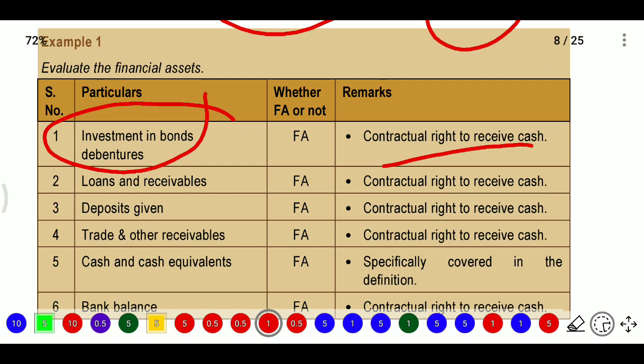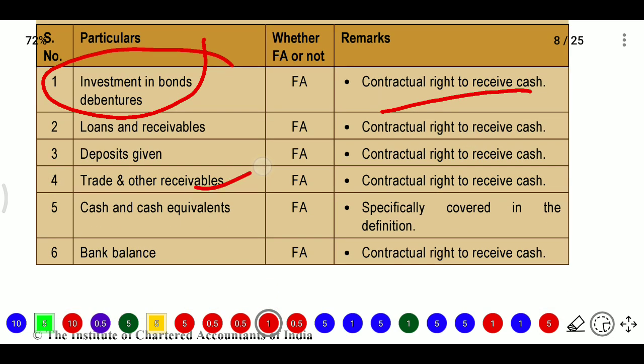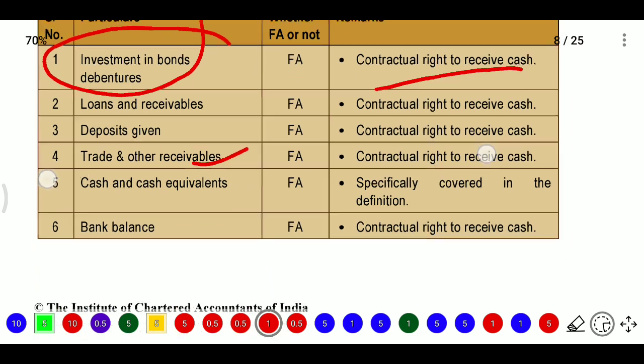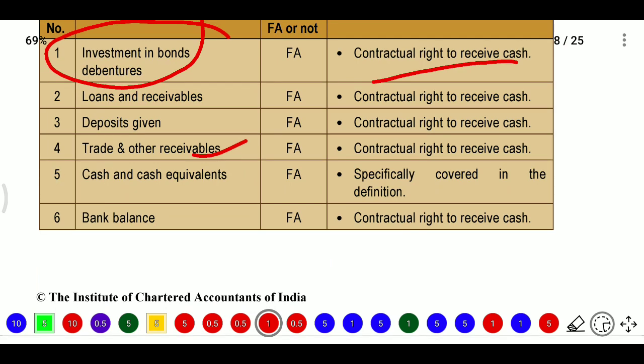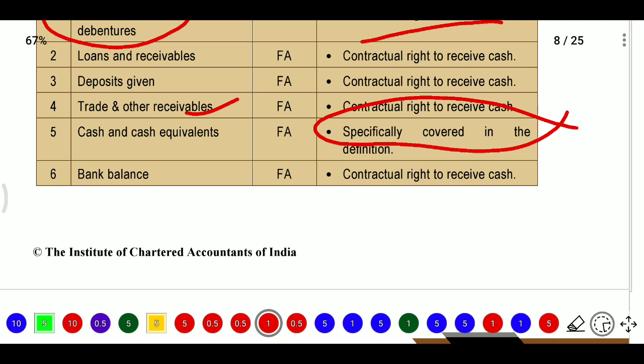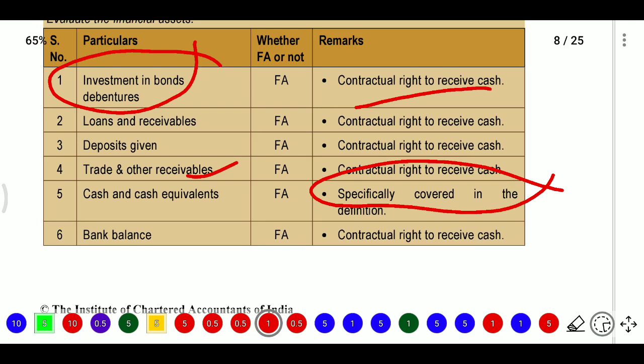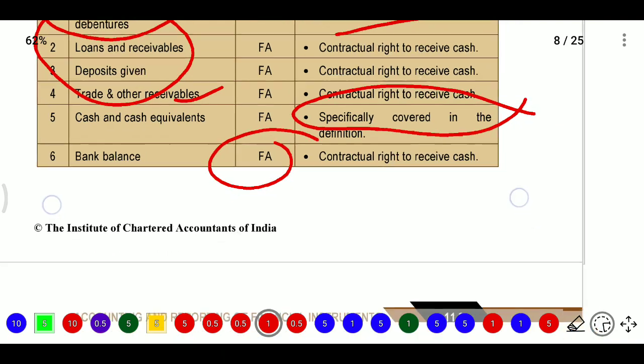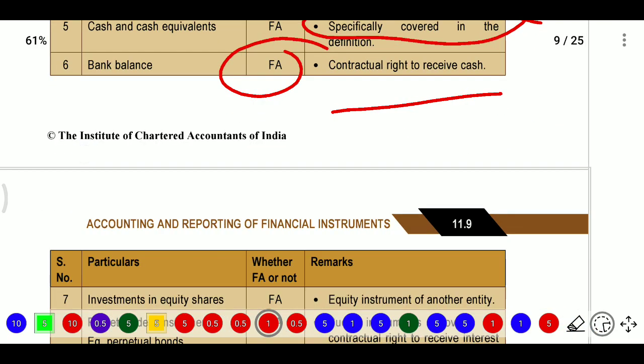Next, deposits given. Deposits given means we will get the right to receive, so they become financial assets. And trade and other receivables. Receivables means we have the right to get cash, so they are also financial assets. Cash and cash equivalents are also financial assets, specifically covered in the definition. So in financial assets, we first start with cash only, which has a contractual right to receive. All of these are contractual rights to receive, so we specify them as financial assets. And a bank balance is a financial asset, where a contractual right to receive cash will be there.